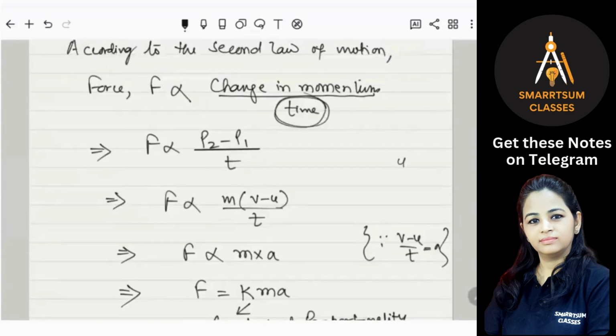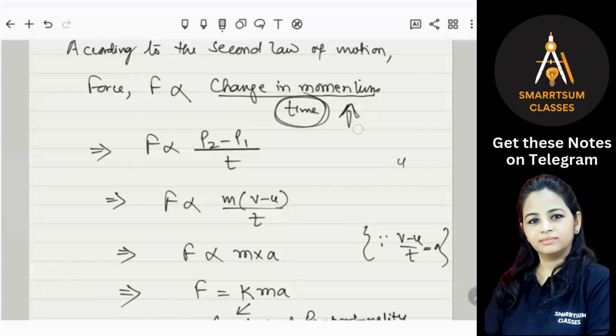Just look at here, time. If we increase the time, the force which we are applying to stop the ball will be decreased. Is that clear? Right? Because force is inversely proportional to time. If time is increased, force will decrease. So by pushing the hands in the backward direction, he's actually increasing the time. And since time is increased, force applied is less.